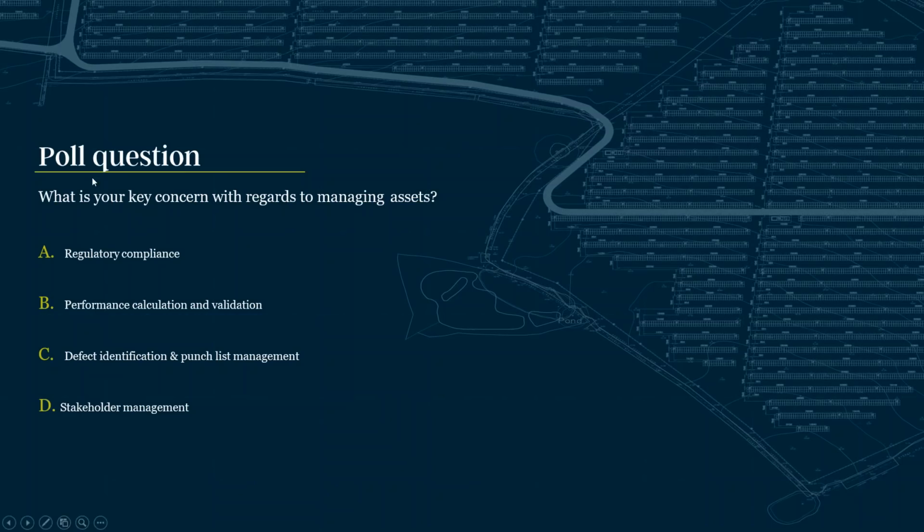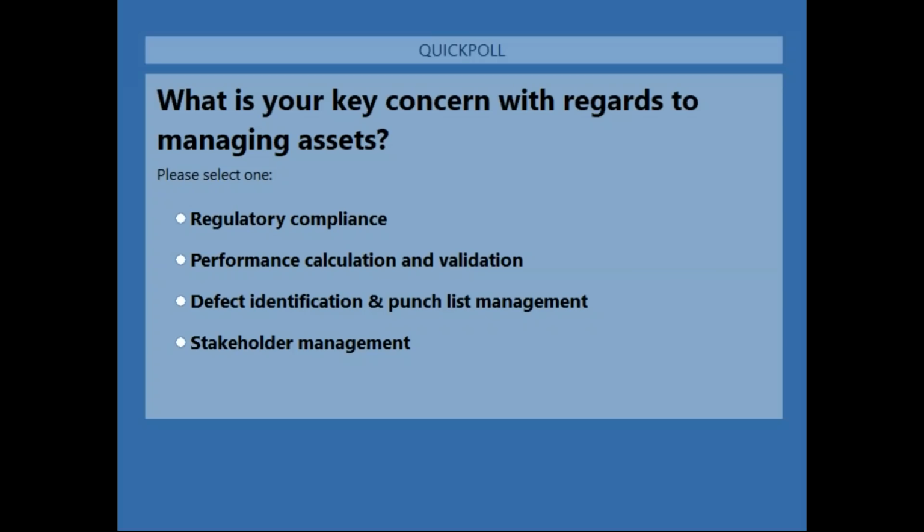So the poll question that we have is, what is your key concern with regards to managing assets? I expect for Australia, the answer will be regulatory compliance. This market can be quite difficult, especially during the operational phase, when we're talking about market participation and grid connection in terms of having the generator compliance program and maintaining of these requirements. That's something that asset owners and asset managers need to keep an eye on. So let's see what the result is.